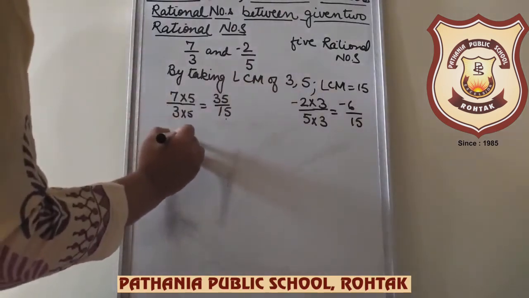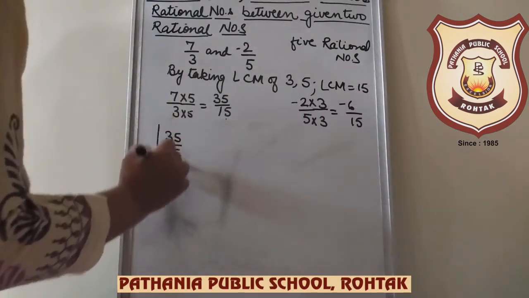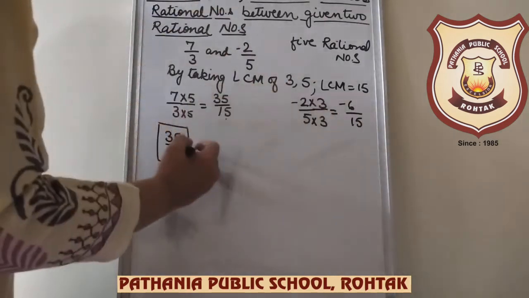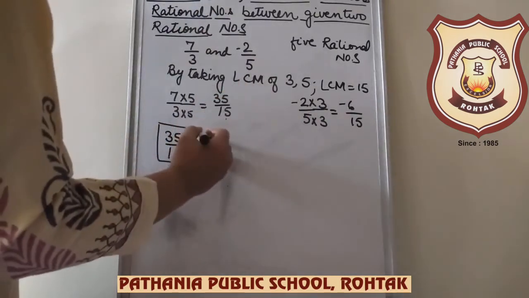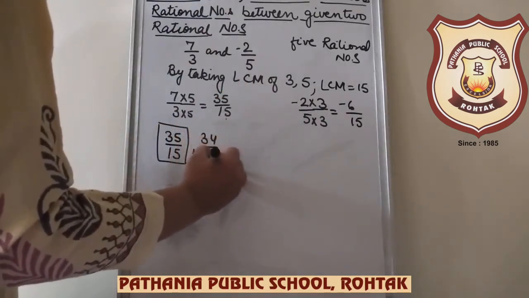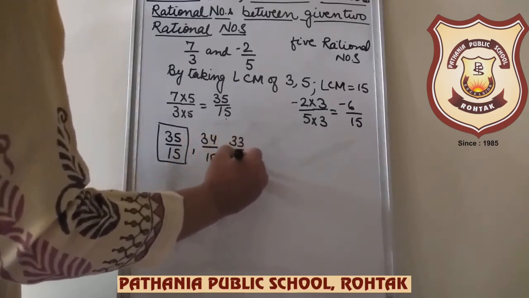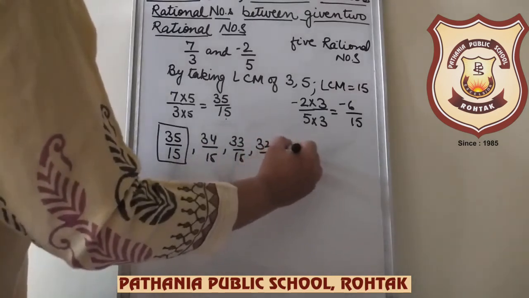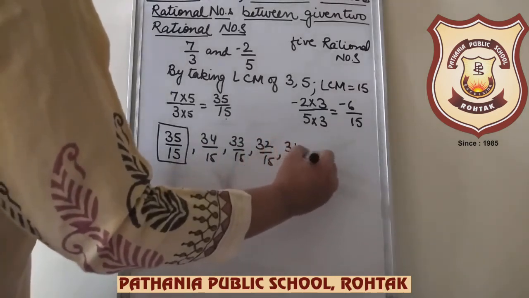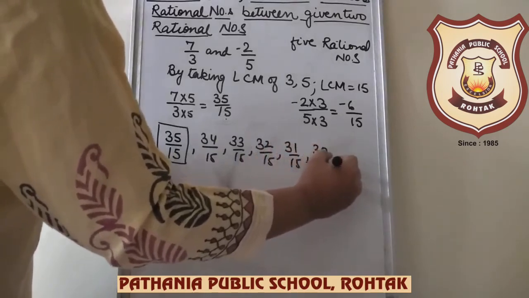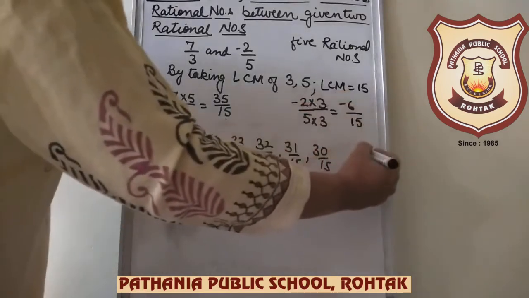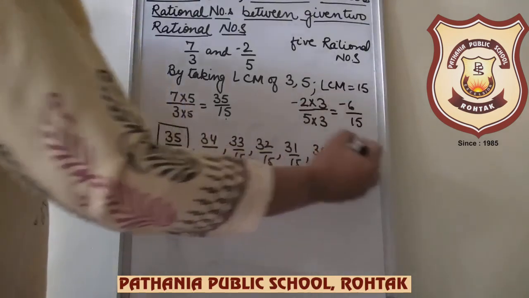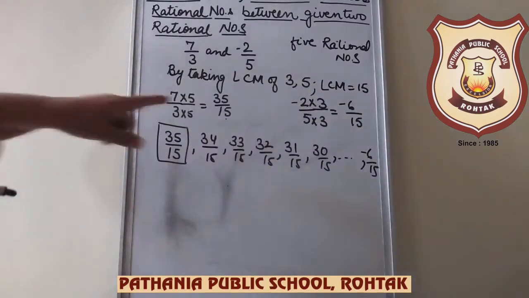So 35/15, this will not be counted because you have to write the number between these two. So it is going to be 34/15, 33/15, 32/15, 31/15, 30/15. So like this till the counting is -6/15. You can write as many numbers between which are coming.